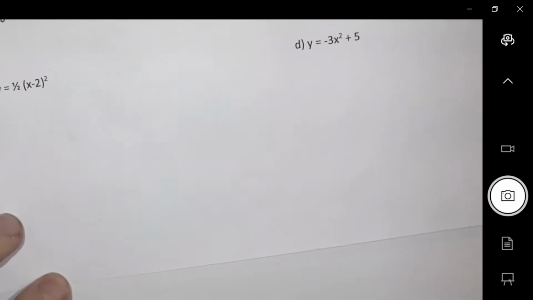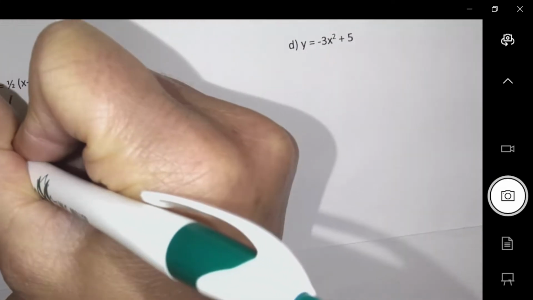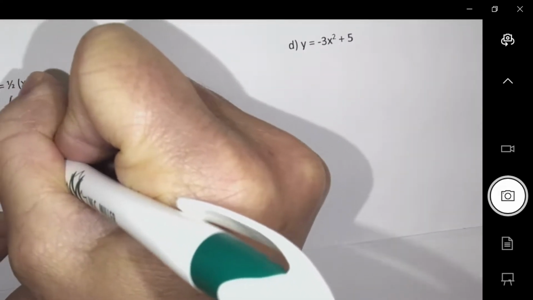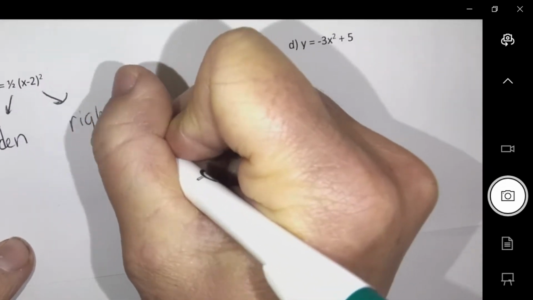Okay, question C. It will widen and it will move right.